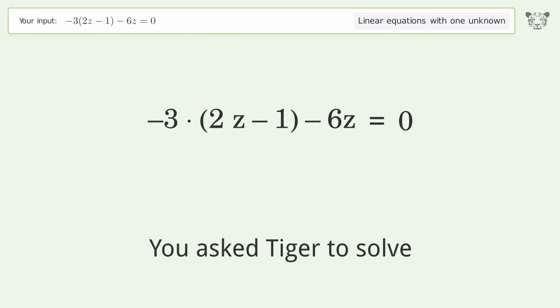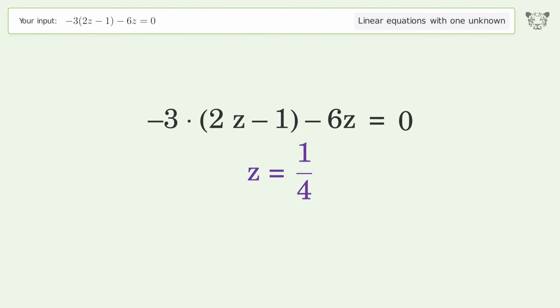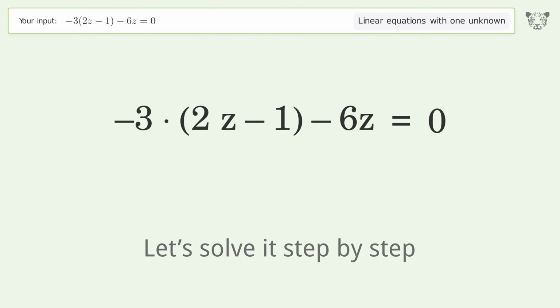You ask Tiger to solve this. This deals with linear equations with one unknown. The final result is z equals 1 over 4. Let's solve it step by step.